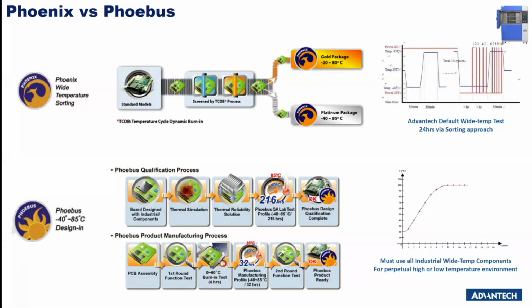If that 50 set passes the test, I pass the entire 200 set lot as passing the extended temperature test. Ours, no, we test all 200 boards. We have enough temperature chambers in order to test the 200 set boards. That's how strict we are when it comes to this. Phoebus is an even stricter standard.